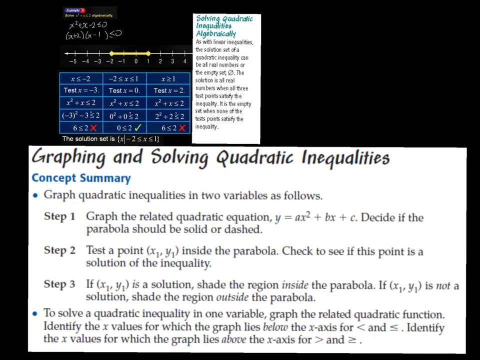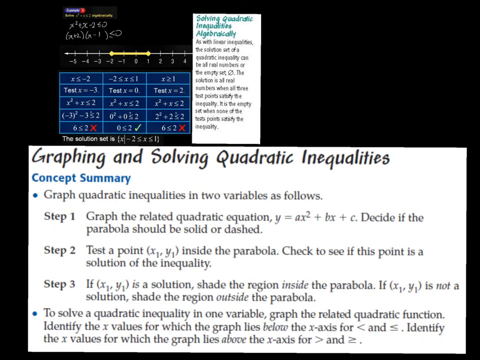Graph quadratic inequalities in two variables as follows. Graph the related quadratic equation y equals ax squared plus bx plus c. Decide if the parabola should be solid or dashed. Test a point (x1, y1) inside the parabola. Check to see if this point is a solution of the inequality. If (x1, y1) is a solution, shade the region inside the parabola. If (x1, y1) is not a solution, shade the region outside the parabola.